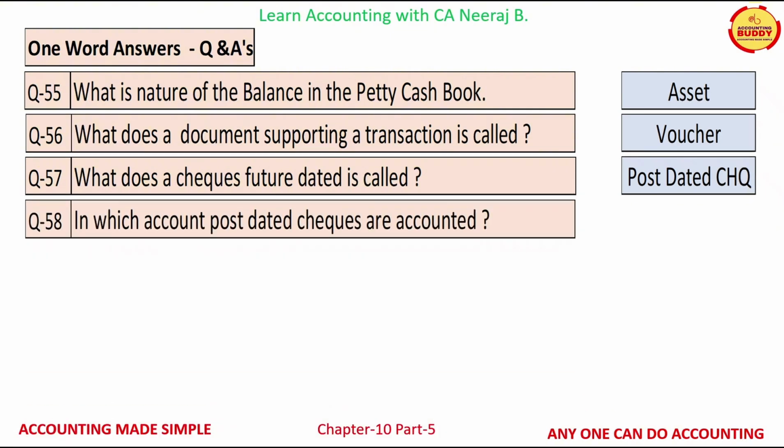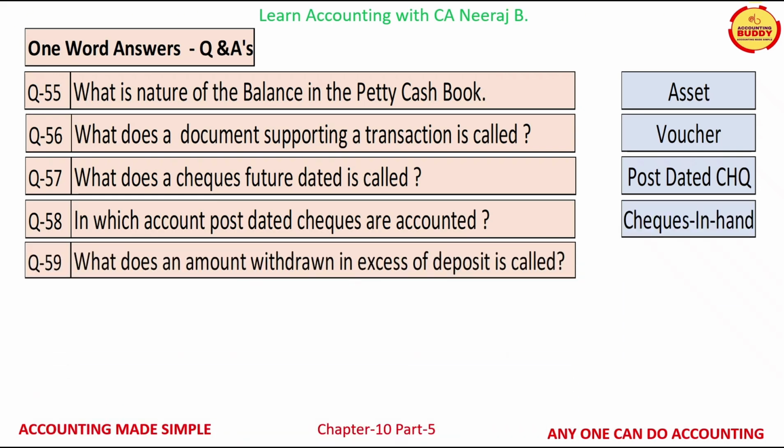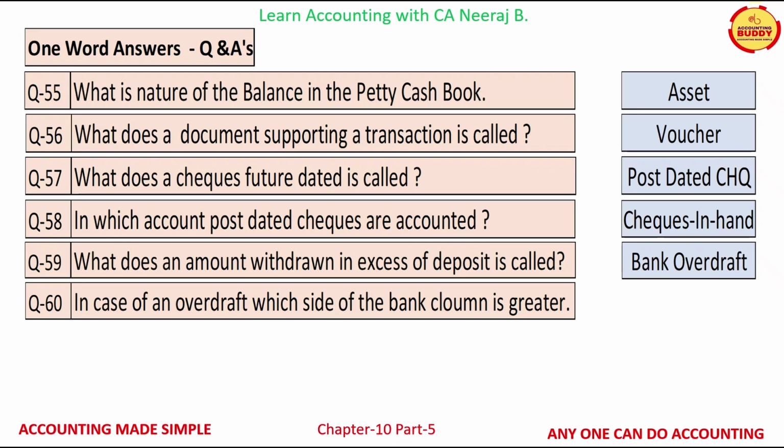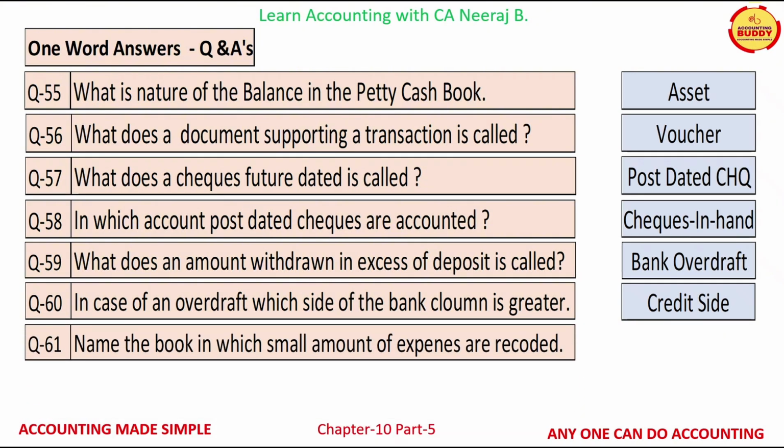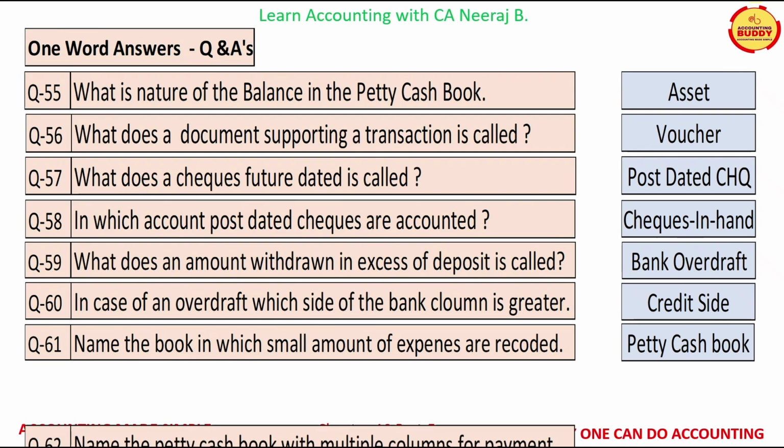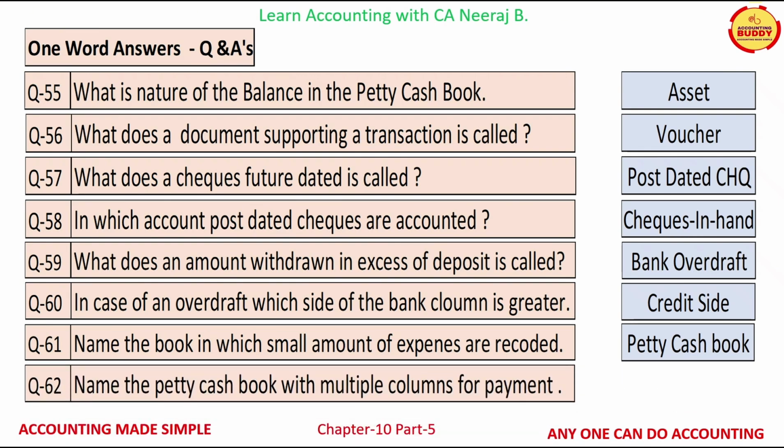Question number 58, in which account are post dated checks accounted? The answer is checks in hand. Question number 59, what is an amount withdrawn in excess of deposit called? The answer is bank overdraft. Question number 60, in case of an overdraft, which side of the bank column is greater? The answer is credit side. Question number 61, name the book in which small amounts of expenses are recorded. Petty cash book. Question number 62, name the petty cash book with multiple columns for payment. It is analytical petty cash book.